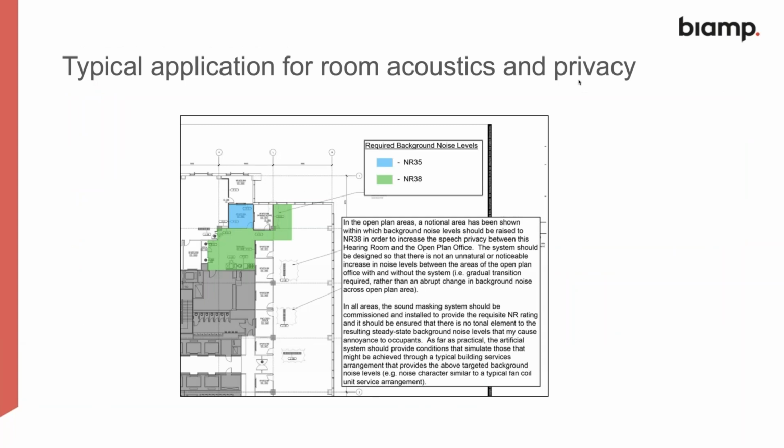privacy, we look for a target background noise level. That's really important. These slides will be available later on, and you can look through all these individually, so I won't actually read them all out. But in general terms, the area that we're looking is a background noise should be raised to about NR38 in order to increase the speech privacy. We're trying to bring up the noise level deliberately in order to use the sound masking systems properly.